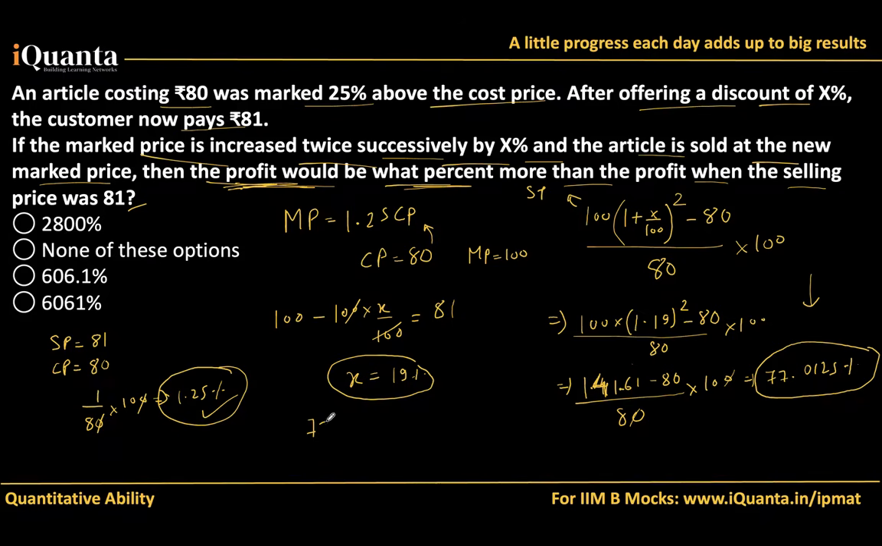So 77.0125 minus 1.25 upon 1.25 into 100. If you calculate this, it comes 6061% again. So this is a question which is going to help you use the on-screen calculator. Okay, make good use of it.